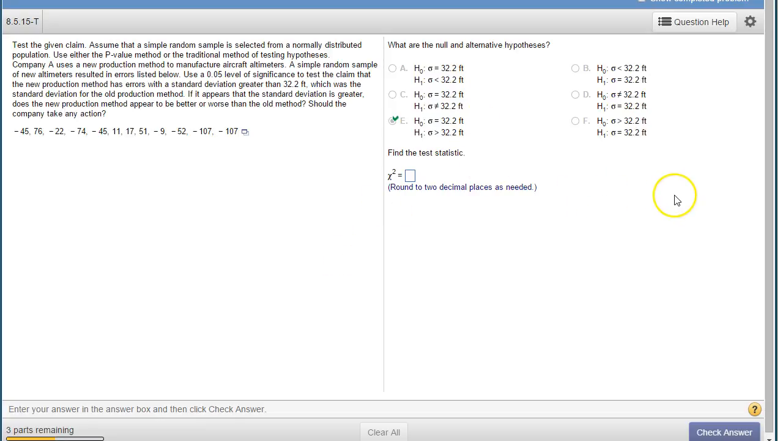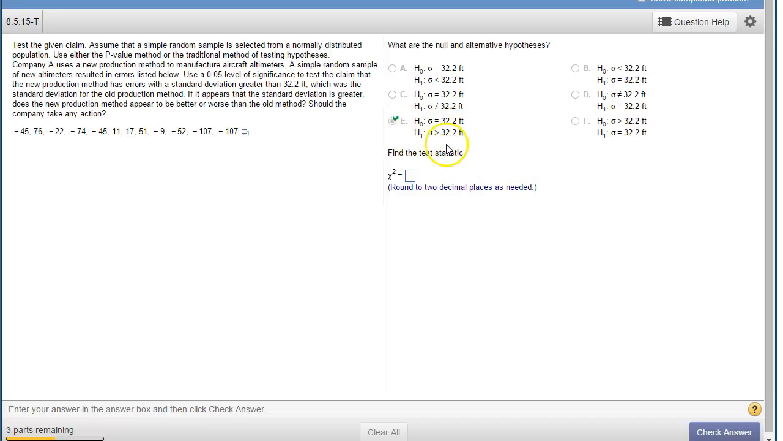This is a problem for the 8.5 homework set, and we are conducting a hypothesis test about a standard deviation. We've got the first part set up here. If you read it carefully, it says test the claim that this method produces errors with a standard deviation greater than 32.2. So that's what we want to test. We put equality in the null hypothesis, and because we're testing for greater, we have a greater than symbol in the alternate hypothesis.